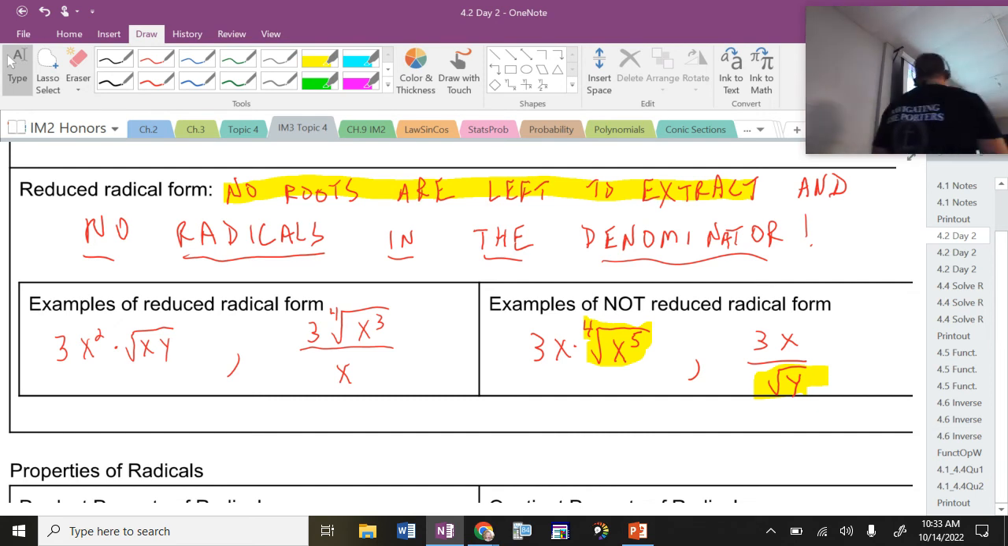So here's what has to happen. You can't have roots that are left to extract. You've already been marked wrong for this on the quadratic formula. If you wrote square root of 12 as a final answer, that is not reduced or simplified. 12 is 4 times 3. The square root of 4 should have been a 2 out. You cannot write square root of a negative as a final answer. What are you supposed to write instead? 3, 2, 1, go. i number.